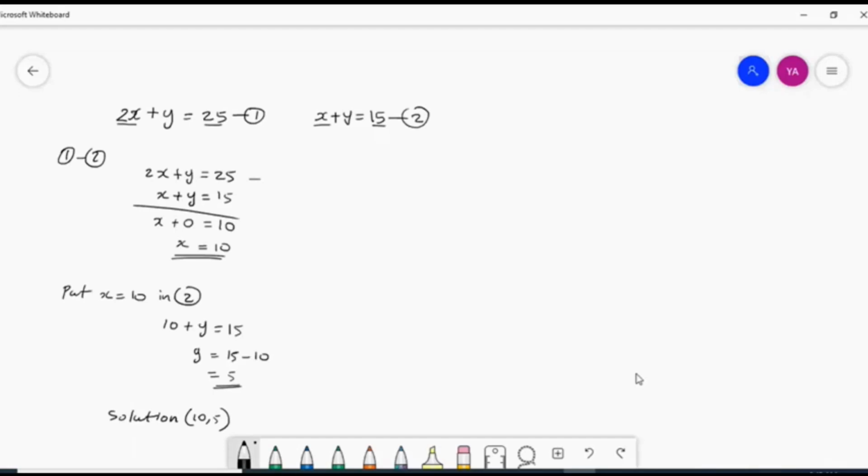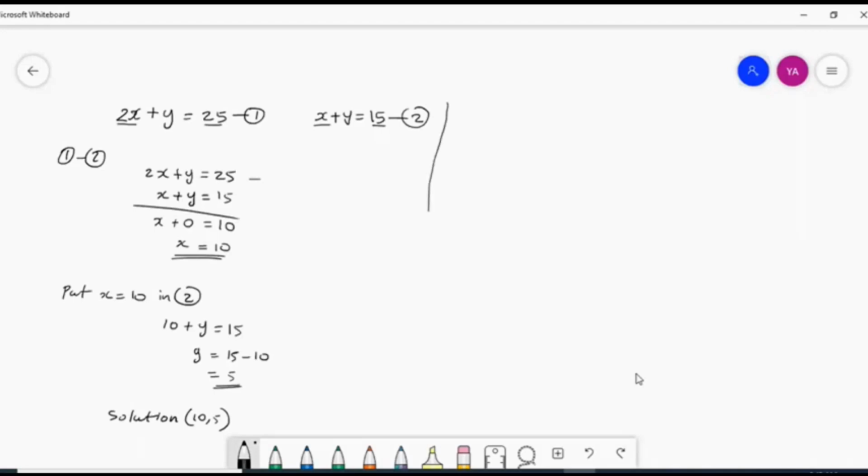Here you see how we did it. We subtracted the second equation from the first equation, and one variable was cancelled. Why it happens is because the coefficients of the y terms are equal here. This is only 1y and this is only 1y. If the coefficients were different, then some arrangement would be needed. We will look at that in the coming examples. This is a very simple one.